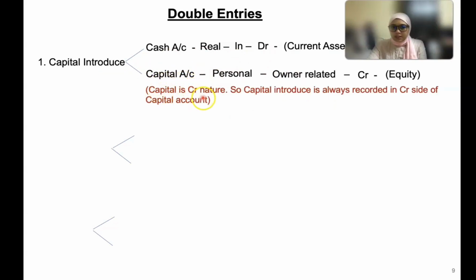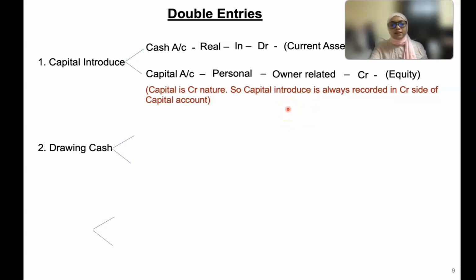Capital is credit nature, so capital introduced is always recorded in the credit side of the account. If the owner introduced capital into the business, we will always record in the credit side of the capital account. It can never be a debit, because debit we recorded in the cash account debit side, right? So capital is definitely a credit. This is because capital is credit nature, so capital introduced is always recorded in the credit side.